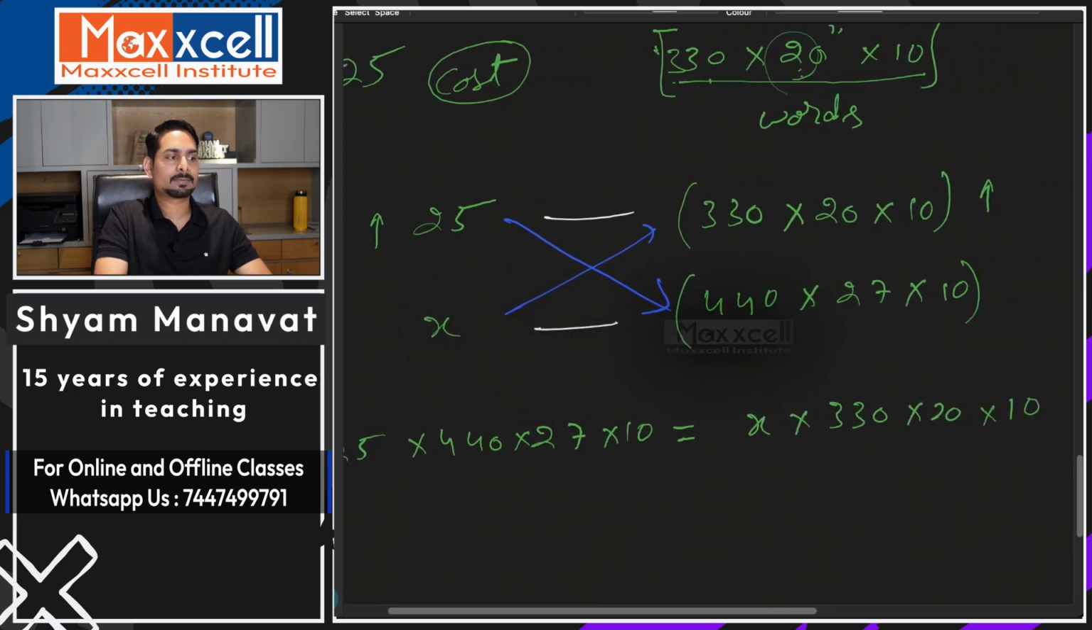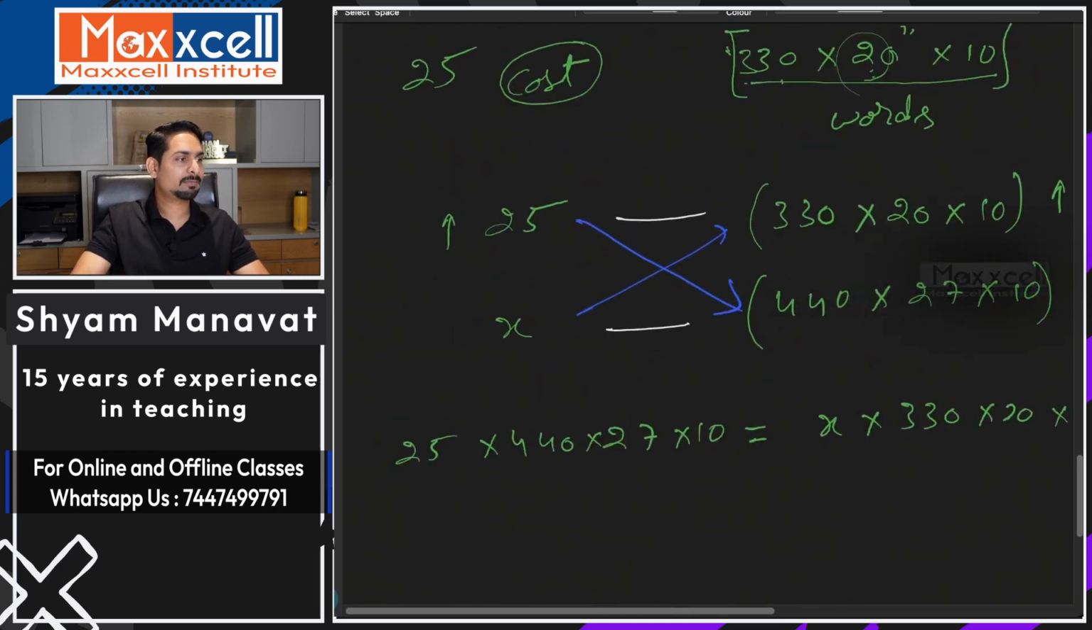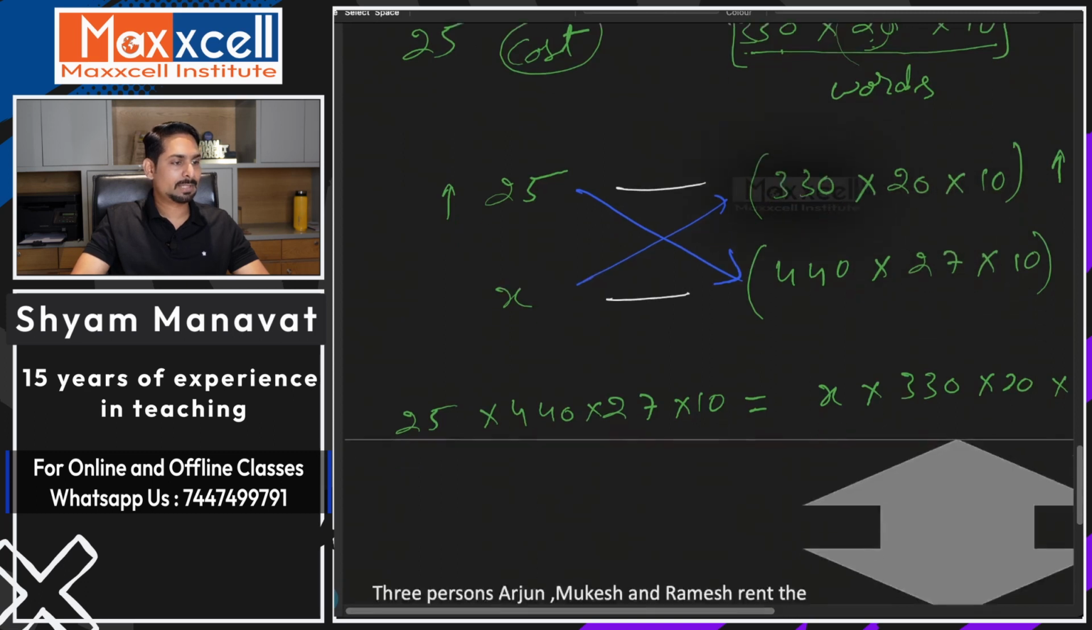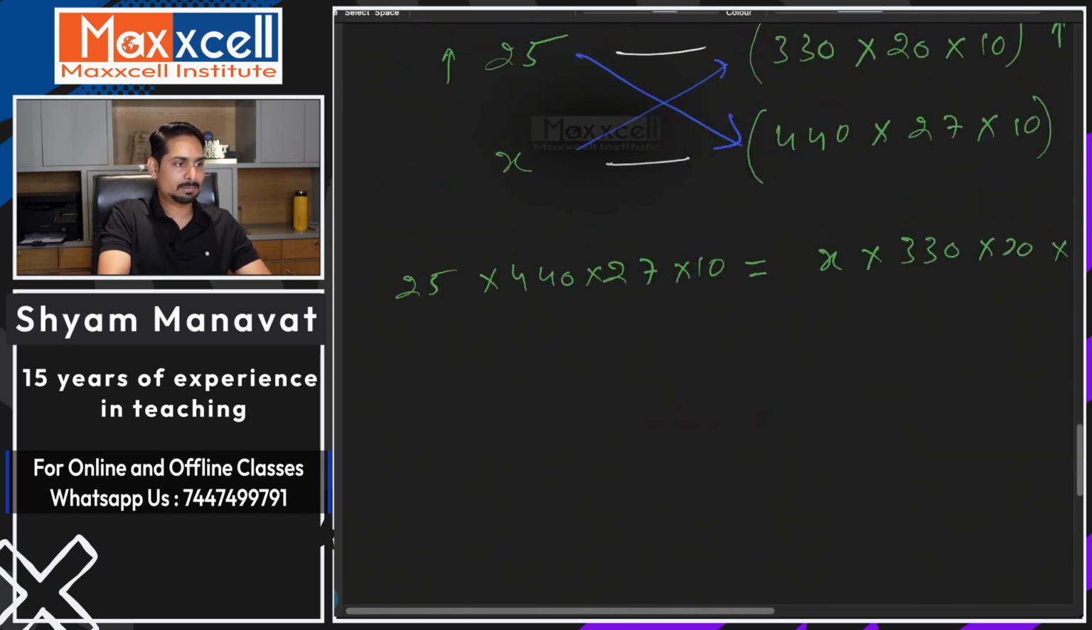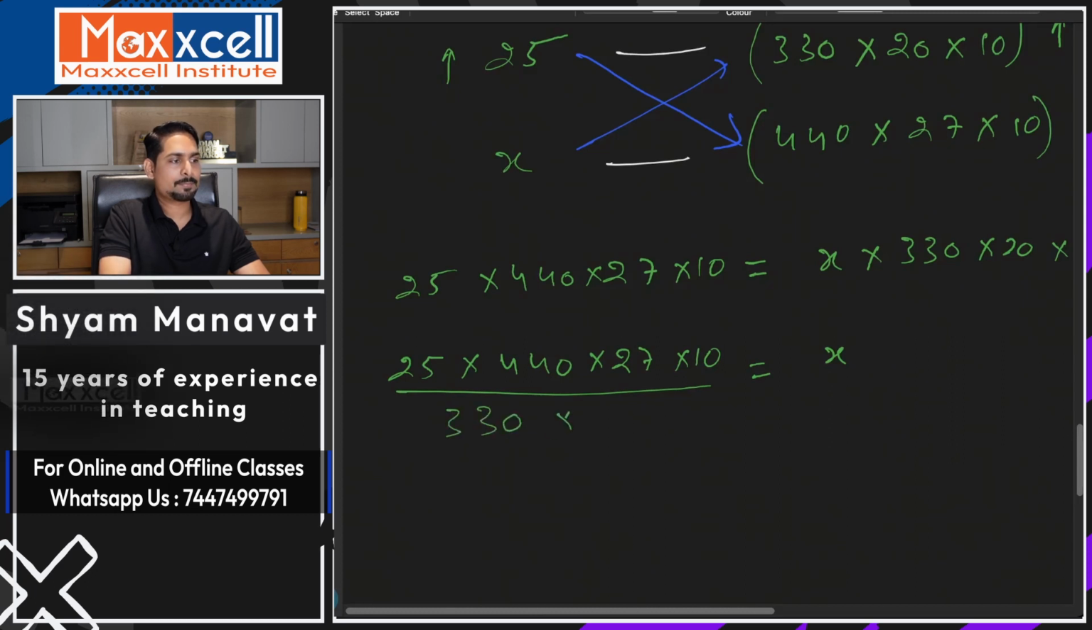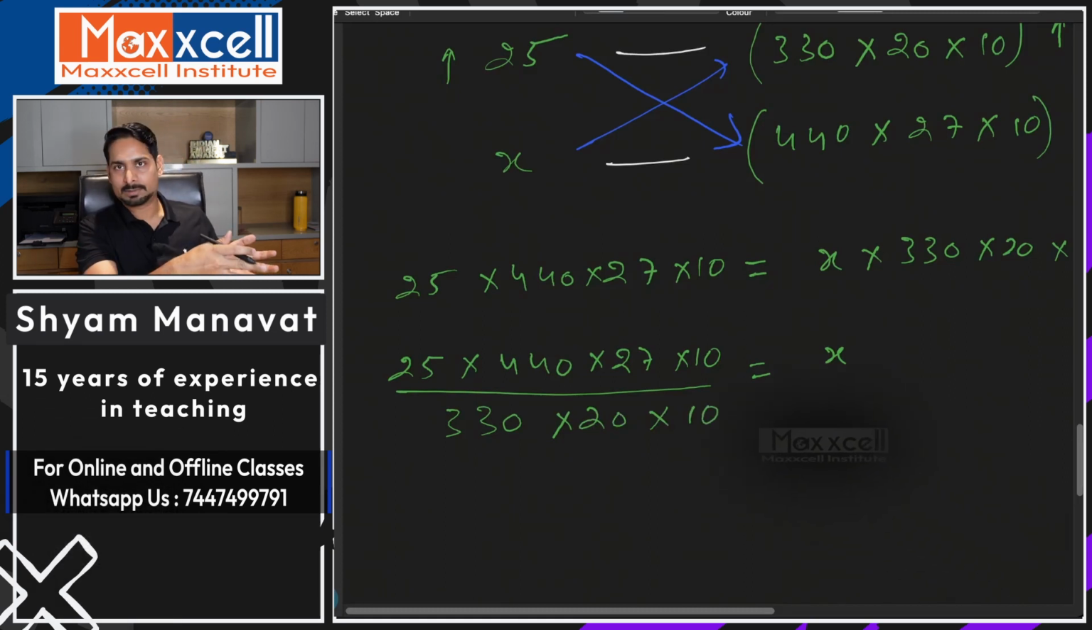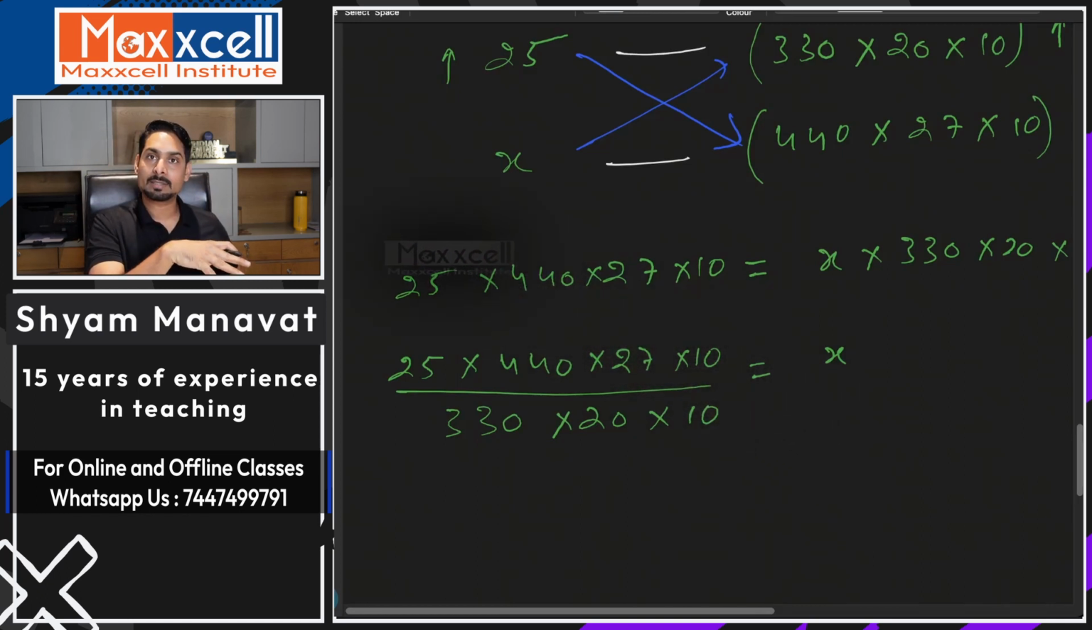multiplied by 10. Alright, now if you have to simplify this, keep the unknown variable on one side and the remaining numbers on the other side. Let me keep X on this side. I got 25 here, 440 here, 27 here, and 10 here, divided by the other values, 330 into 20 into 10. Correct? I hope this is clear. If you have multiplication and then you're changing the side, then the number should go in division.